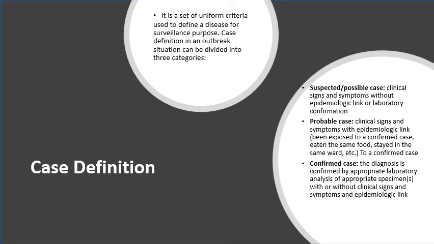Suspected cases are essential in an outbreak because they help to implement protocols like isolation and management. Probable cases are additional to suspected cases, with clinical signs and symptoms plus an epidemiological link. That means patients have been exposed to a confirmed case, ate some contaminated food, or stayed in the same ward.